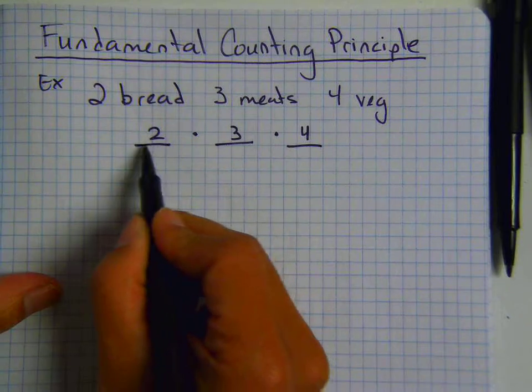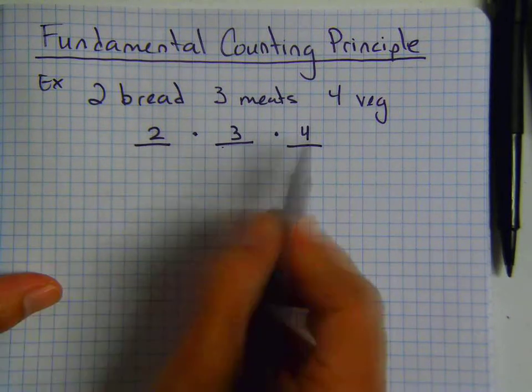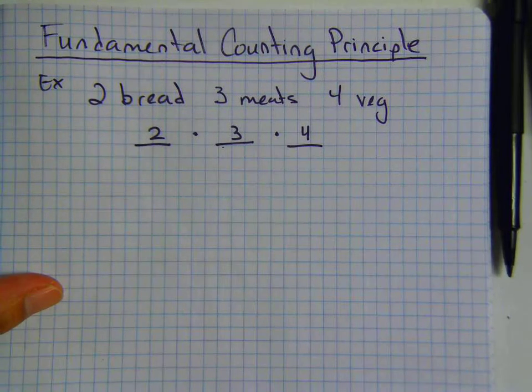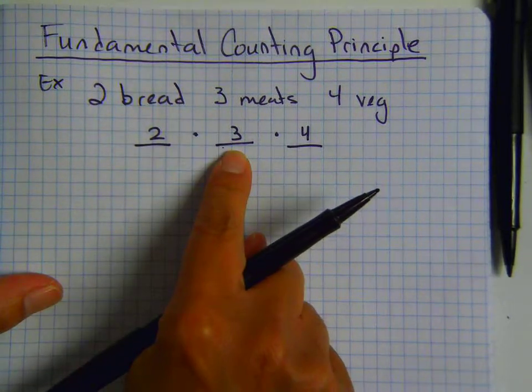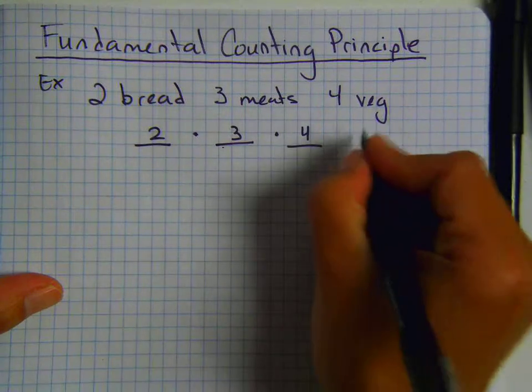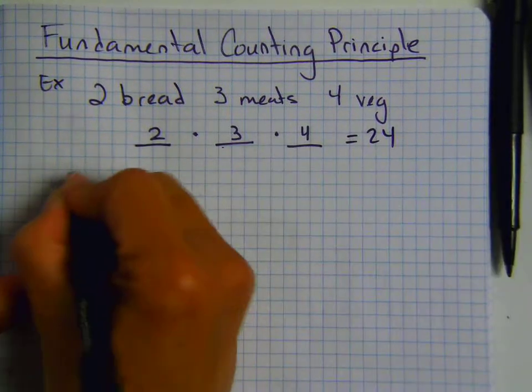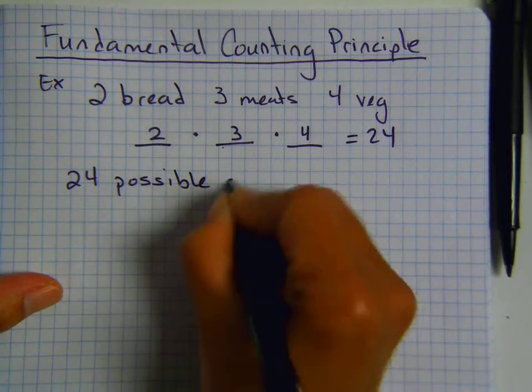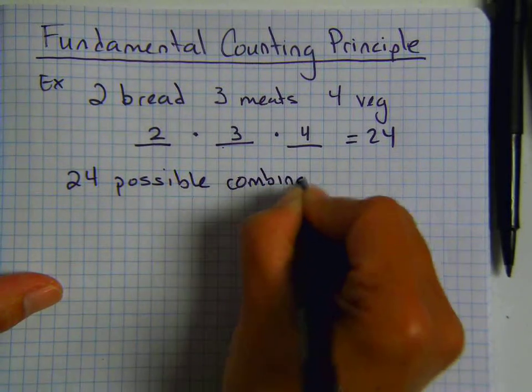So what I do is I write down 3 spaces, and because these items are independent of each other, I'm just going to multiply them. So we have 2 times 3, which is 6, times 4, which is 24. So there are 24 possible combinations of sandwiches.